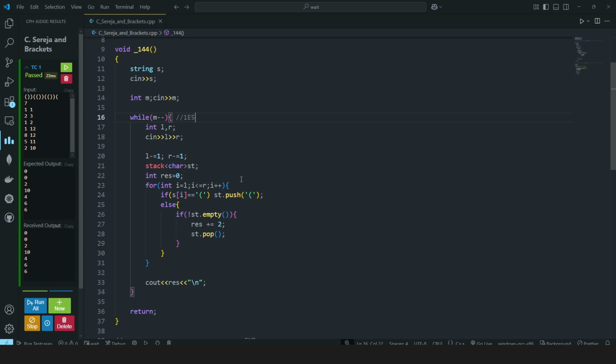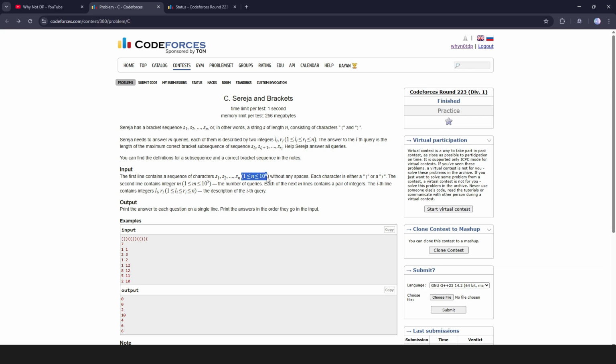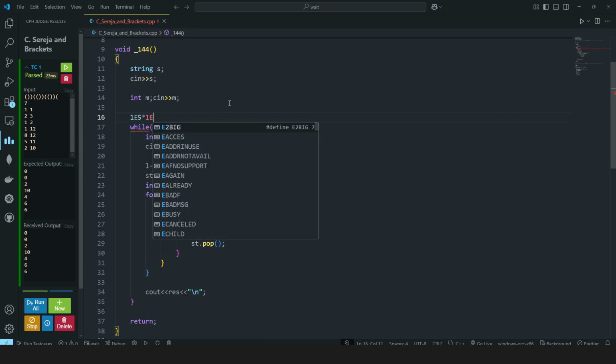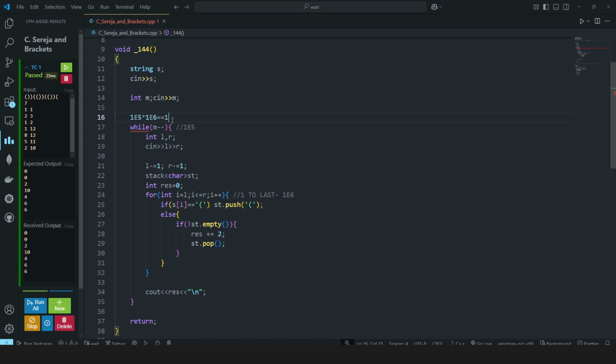And suppose for each one of those 1e5 queries, the range that has been asked is nothing but from the starting index, that is the first index, to the last index. And since this range is quite big, because the n value can go up to 1e6, it means that we have to iterate 1e6 times for each and every query. So what will be the total time complexity? It will be 1e5 into 1e6 in the worst case, which is equal to 1e11.